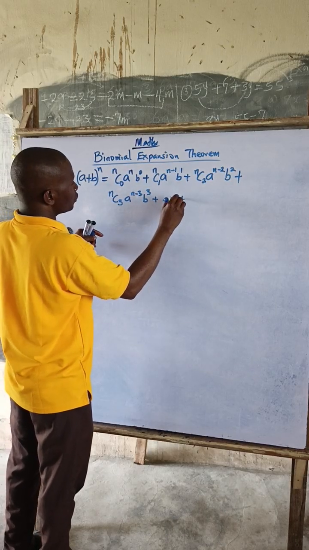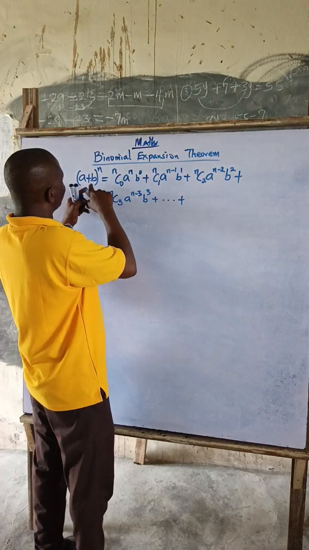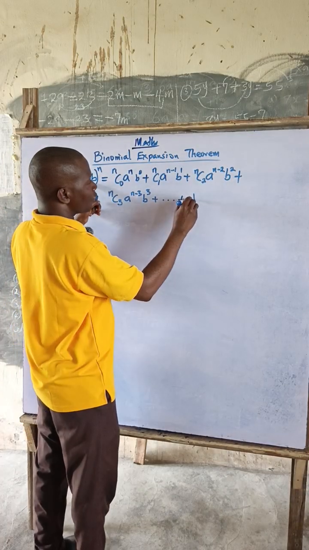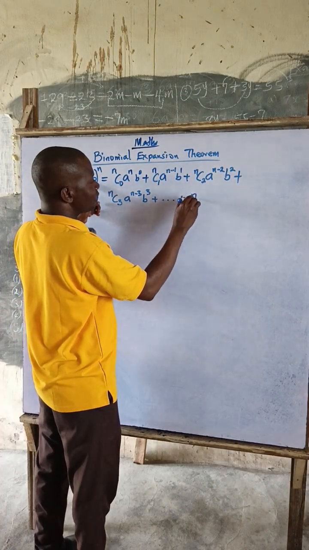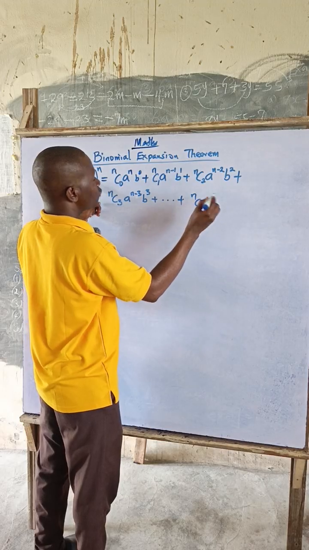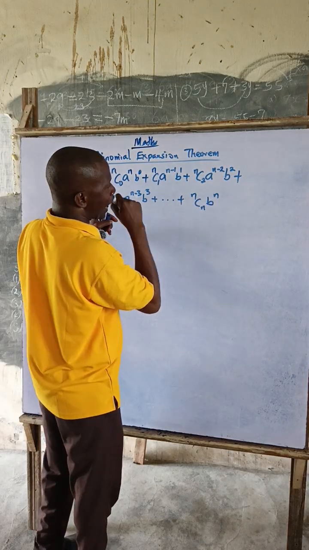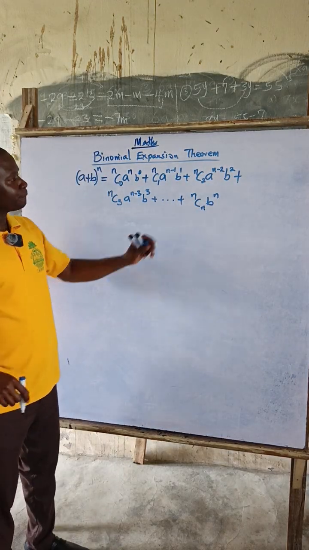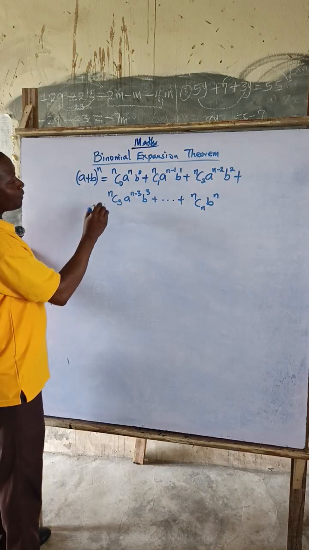So when you continue, you will definitely arrive at b raised to power of n. That is, you are going to arrive at nCn, then b raised to power of n. This will be the last term and the coefficient here. Now, the next thing is to simplify.